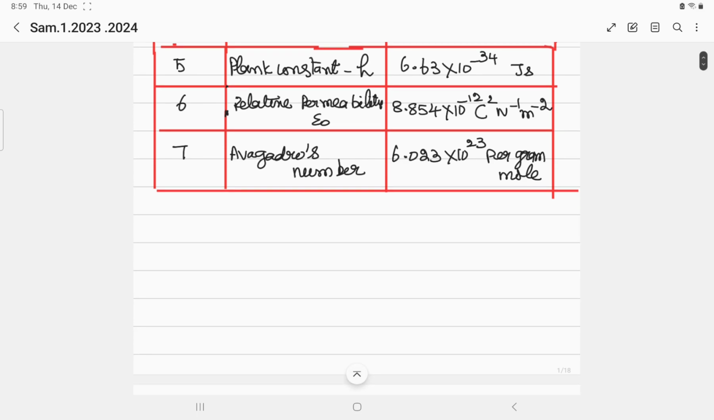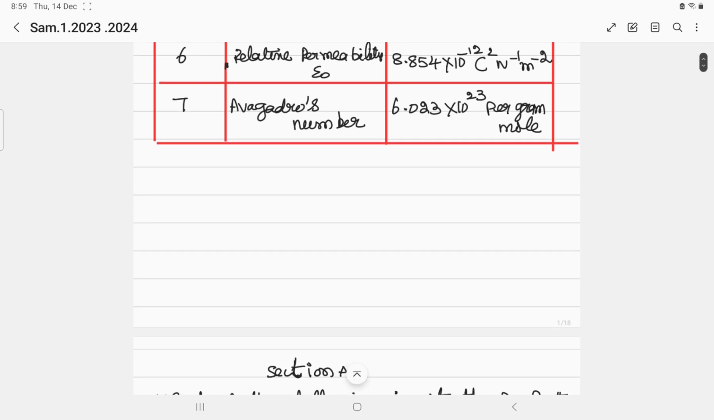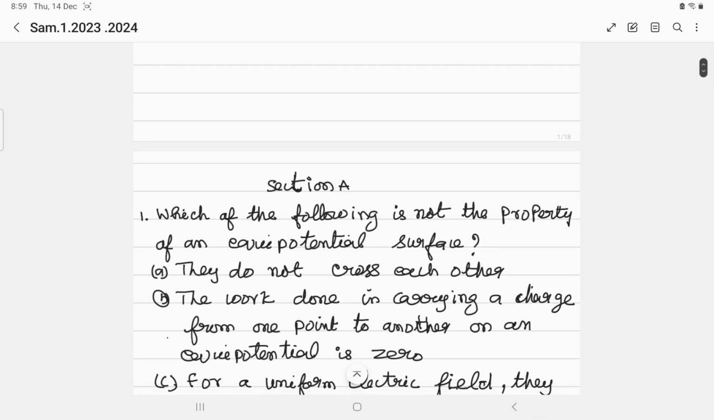Permittivity of free space epsilon naught is 8.854 into 10 power minus 12. Avogadro's number is 6.023 into 10 power 23 per gram mole.